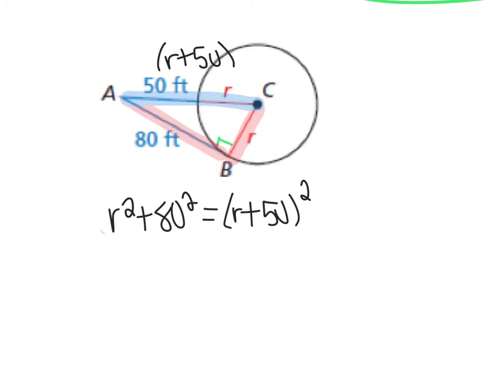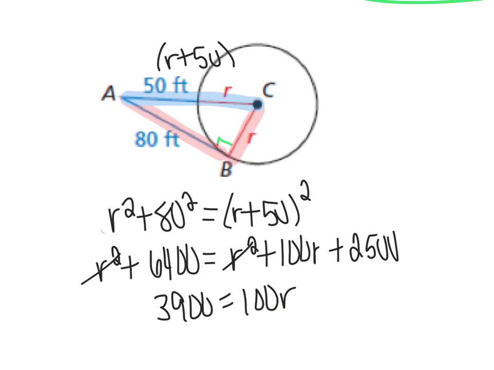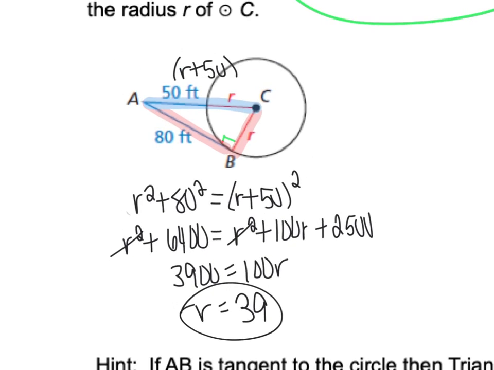Okay, so as you go through, we should have R squared, and 80 squared is 6,400. R plus 50 squared is R squared plus 100R plus 2,500. My R squareds are going to cancel. If I subtract 2,500 from both sides, I get 3,900 equals 100R, which means R is going to equal 39. If you tried that and did not get that, please ask, and we'd be more than happy to help you.